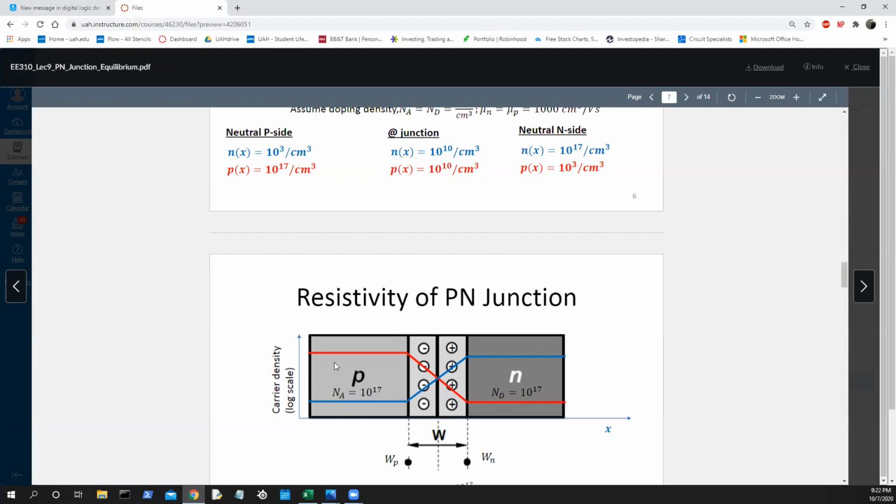And that law of mass action holds everywhere on the PN junction. So here, it's 10 to the 10th times 10 to the 10th equals 10 to the 20th. Thereby, you know your values. So your resistivity is going to be equal to 1 over Q times... what did you say our mu value was here?